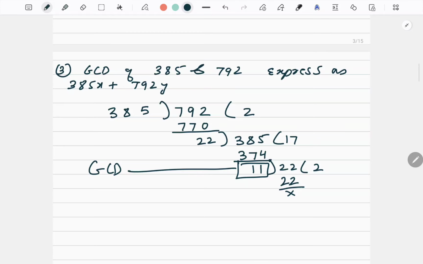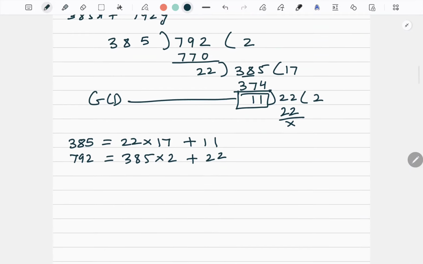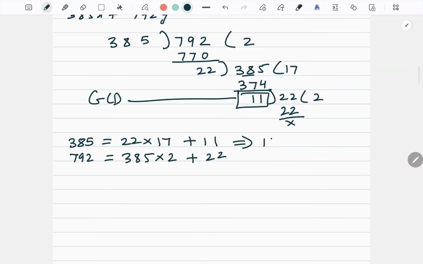Correct. Now we do the reverse work. We have to start from here. So here 385 is equal to 22 into 17 plus 11. Same way, 792 is equal to 385 into 2 plus 22. Now, here 11 is equal to 385 minus 22 into 17. Here 22 is equal to 792 minus 385 into 2.